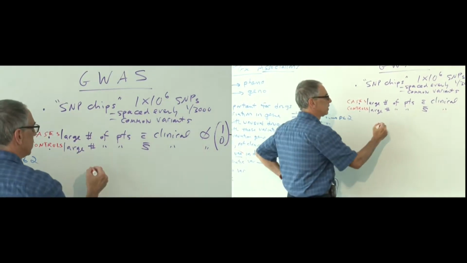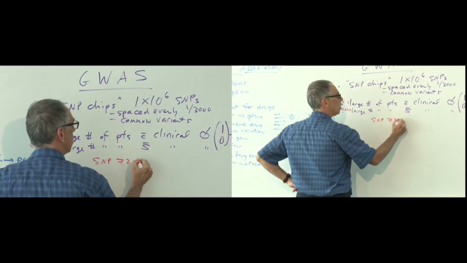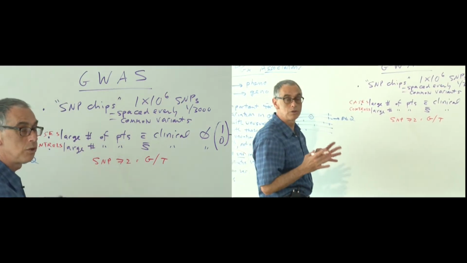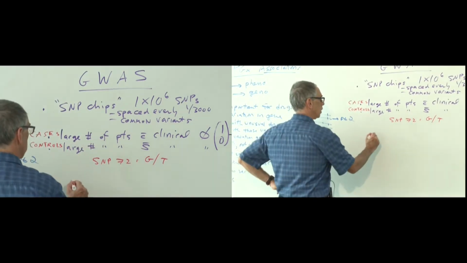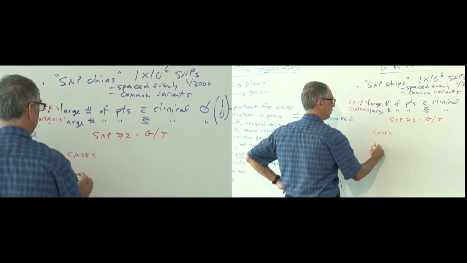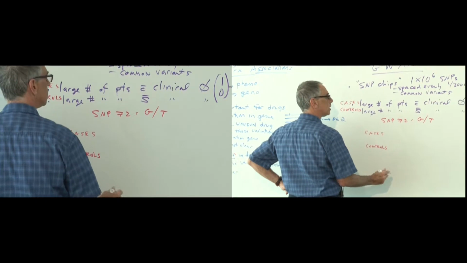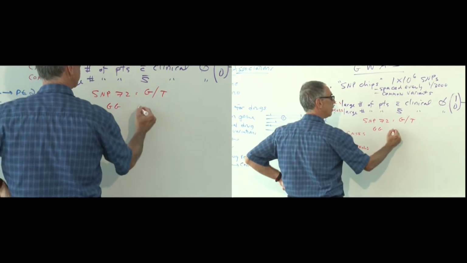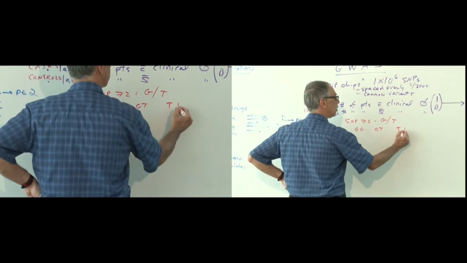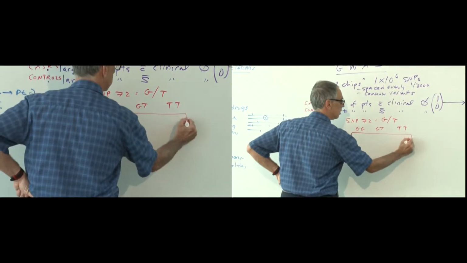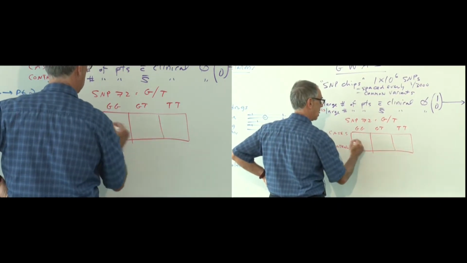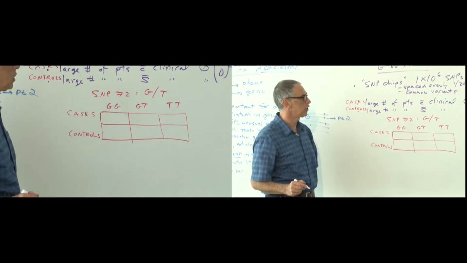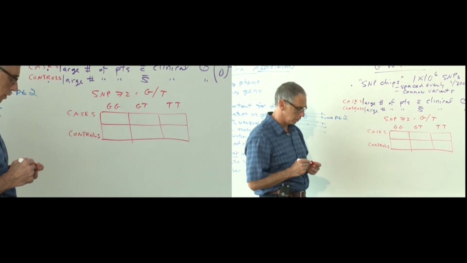And let's just take one SNP. We have SNP number 72, I'm making this up, which is a GT SNP. Okay. We're going to do this 1 million times. This is one time. We're going to have the cases. We're going to have the controls. We're going to see 3 different genotypes in this population. There'll be people who are GG. There'll be people who are GT. And there are people who are TT. So we can make a little table where we count up the percent of cases that have GG, GT, and TT, and the percent of controls.